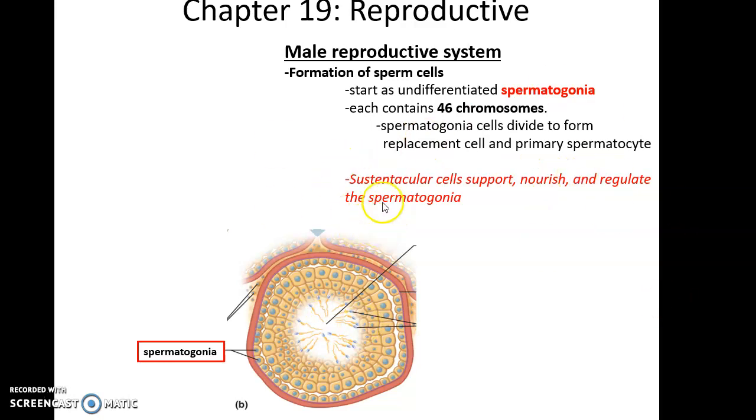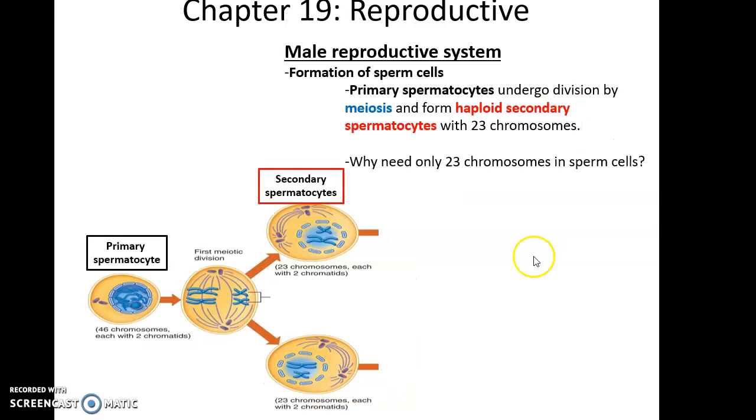Also, the epithelial cells are known as the sustentacular cells because they are going to support, nourish, and regulate the spermatogonia, as well as form the structure of the seminiferous tubules. So, spermatogonia divide. One of those cells from that division is the primary spermatocyte. It will enter meiosis in order to form haploid cells. So it will divide twice, once to form 2 secondary spermatocytes that now have 23 chromosomes.